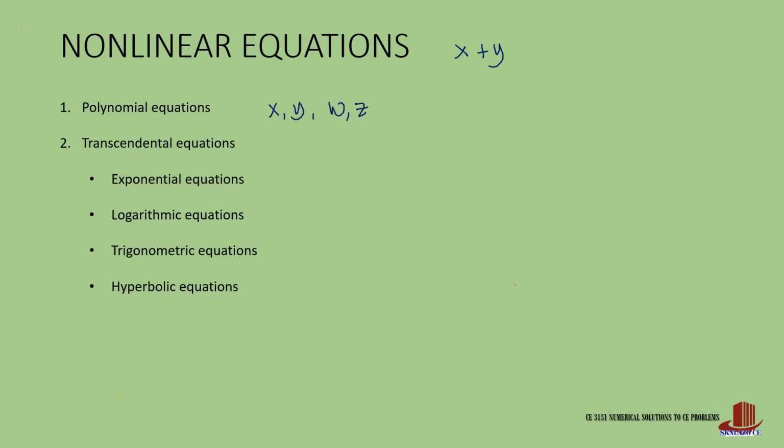For transcendental equations, exponential equations would be those having x squared. This is going to be simply computed with your quadratic equation, but how about when you work with x to the fourth, x to the seventh, and so forth? Logarithmic equations would be those having logarithms or e's. Trigonometric equations with cosines and sines.